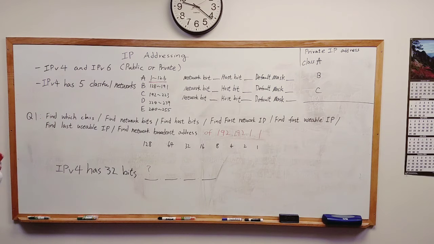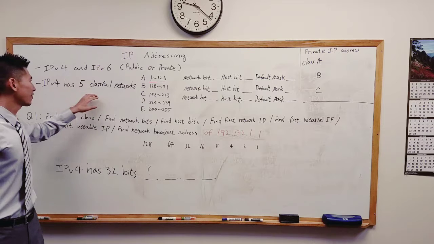In this video, we'll be talking about IP addressing. So there's IP version 4 and IP version 6. Both have public and private IP addresses. We'll only be talking about IP version 4 because it's everywhere, even though we're running out of it. And that's why IP version 6 comes into the picture.